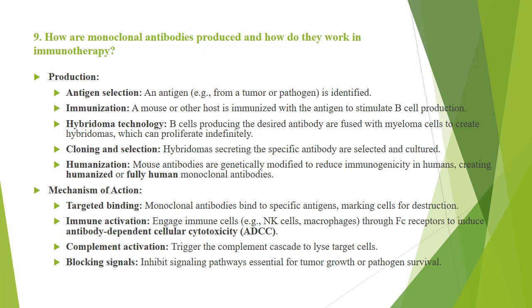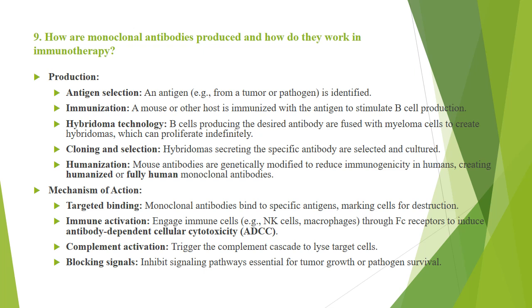Those monoclonal antibodies just target the specific antigen. They don't destroy it themselves. The second one is immune activation. Those monoclonal antibodies engage immune cells like natural killer cells and macrophages, which are used for engulfment and phagocytosis, and natural killer cells for destroying the infected cell. Also, through the Fc receptor they induce antibody-dependent cellular cytotoxicity, one of the important functions of antibodies. Fc is the fragment crystallizable.